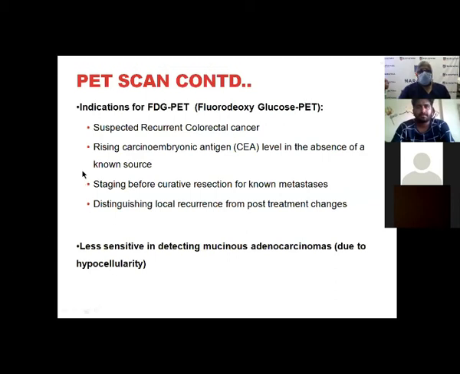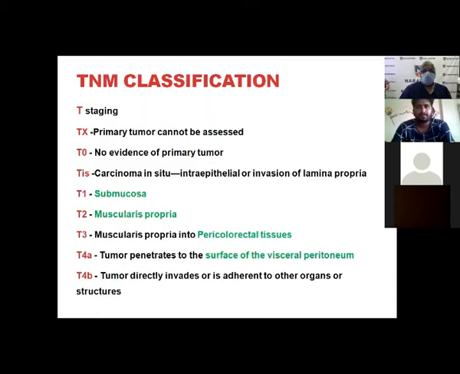Suspected recurrent colorectal cancer, raising CEA level in the absence of an obvious tumor. Again, you do a CEA. Staging for curative resection of known metastasis. Distinguish local recurrence from post-treatment changes. Very difficult otherwise to tell the desmoplastic reaction from the local recurrence. The PET scan makes it easy. It has less sensitivity in mucinous carcinoma because of the poor cellularity.